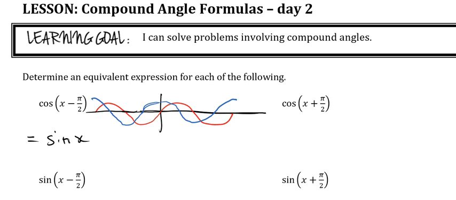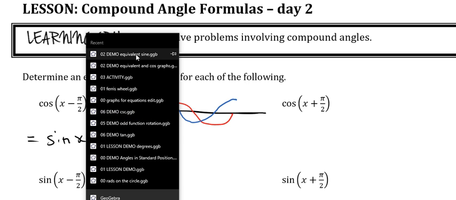Cos of x plus pi by 2. What kind of a transformation is that? Phase shift to the left, but the same distance. So where does that put me in relation to sine? Not quite. If I go right, it puts me right on top. If I go left, it doesn't quite.